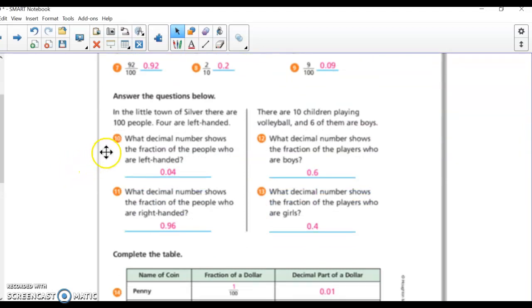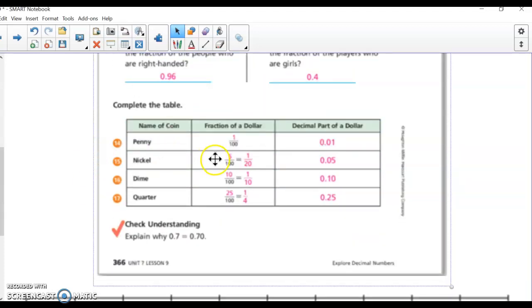Okay. The decimal number shows that fraction of the people who are left-handed, right? So only 4 people are left-handed, so 4 out of 100, not 4 out of 10. So if you have a 0 here, that's what you need. Okay. And then 96 people are right-handed because that's what's left. So 96/100ths. Okay. And then what decimal number shows the fraction of players who are boys? 6 out of 10, right? So 6/10ths, and the girls are 4/10ths. And then your chart should look something like this, right?